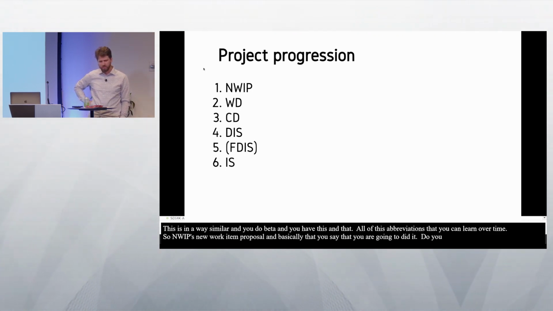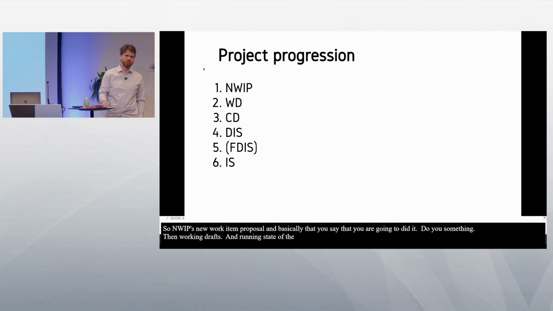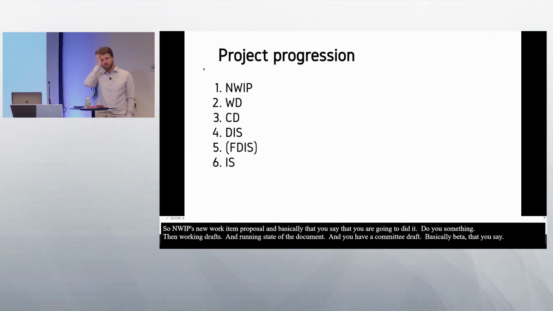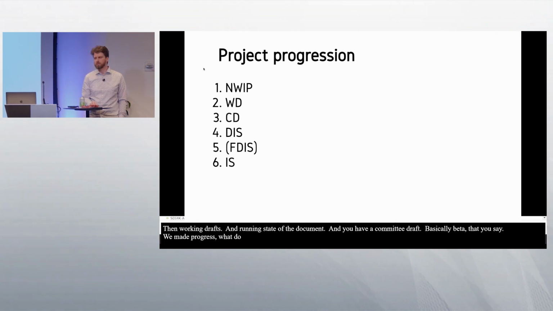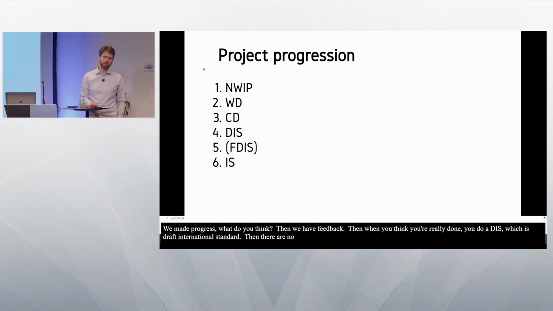Then you have working drafts. Those are just the running state of your document. Then you have a committee draft, which is basically a beta that you say, here, we made some progress, what do you think? And then you get feedback. And then when you think you're really, really done, then you do a DIS, which is Draft International Standard. At that point, there's basically no more technical changes allowed. And this is what we're doing with SQL right now.